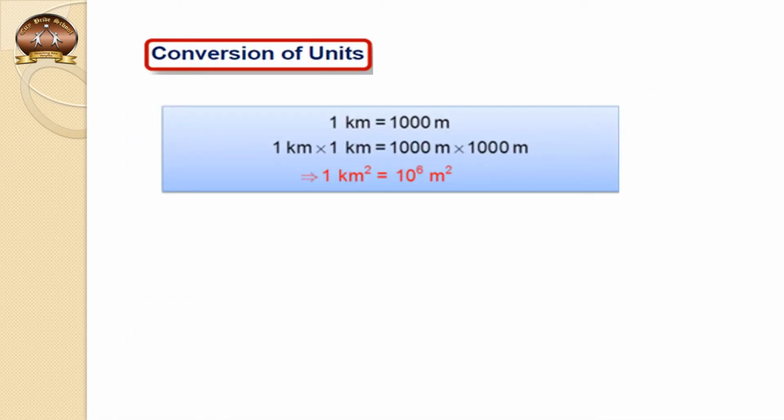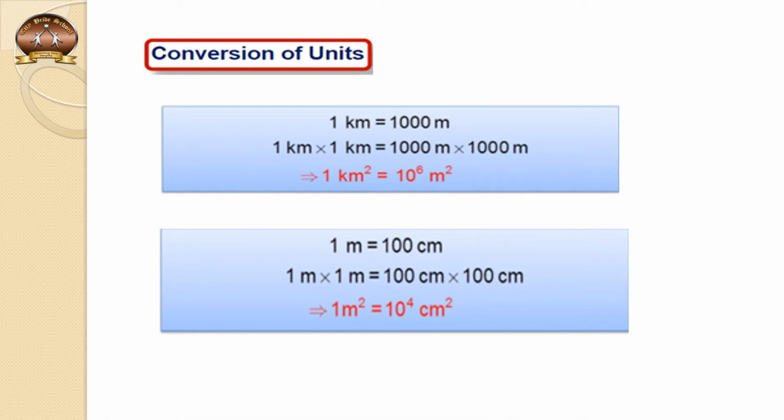Let us now come to the conversion of units, which we are going to use in some of the problems related to area. Let us learn how to convert 1 kilometer square to meter square. We know that 1 kilometer is equal to 1000 meter. So when I multiply 1000 meter into 1000 meter, I get the answer as 1 kilometer square is equal to 10 raised to 6 meter square.